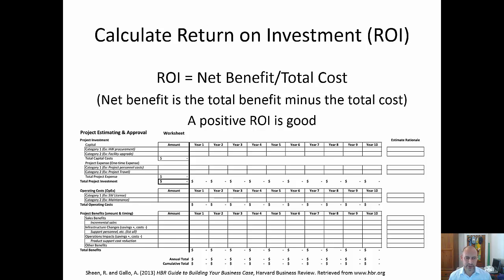What I've got on the screen here is a really simple picture of a project investment. It shows at the top the capital expense required, the project expense required, and the ongoing operating costs for staff, fuel, light and power or maintenance, and then the benefits down below: what the return on investment is, what the income is, and what the productivity savings are over a 10-year period.